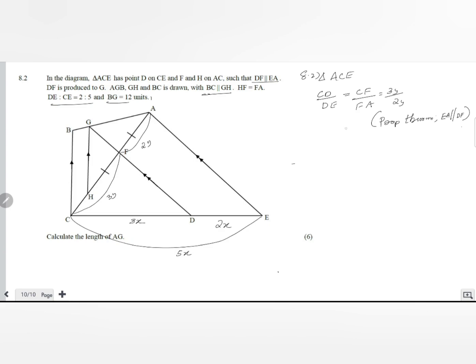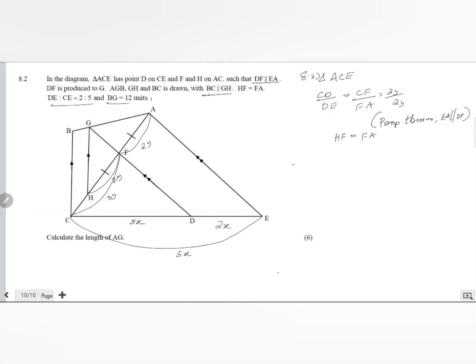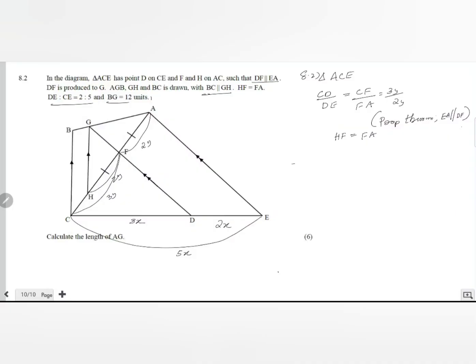Okay, now we can see that it is given that HF is equal to FA. What is FA? 2y, which means what is this one, guys? HF also 2y, isn't it? So from C to F is 3y. That is from here to here is what? 3y, isn't it? I wrote it. So from H to F is 2y, which means what is CH in terms of y? It's only y, isn't it? That is y plus 2y going to be 3y, isn't it?